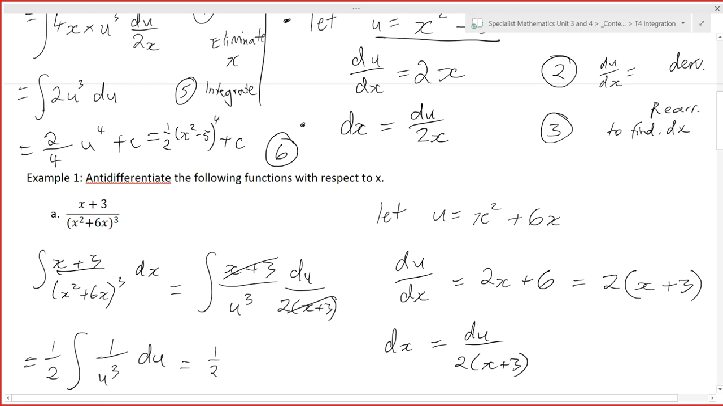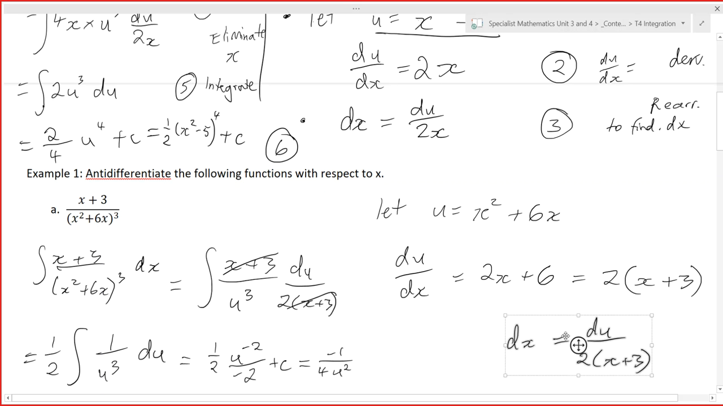Is there any questions about that? So this is -3, so u to the -3 integrated. We add a power, so it becomes u to the -2, and we divide by the new power, -1 over 4u squared. Does that make sense to everyone? Is there any questions, guys? No questions? And don't forget to sub x back in.